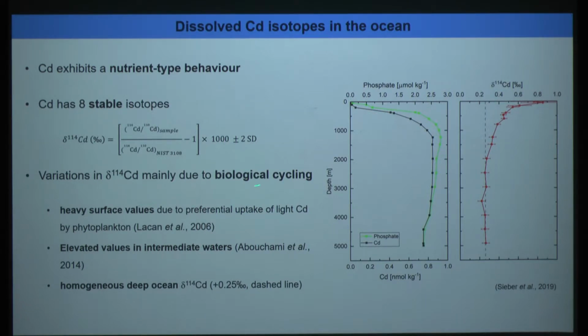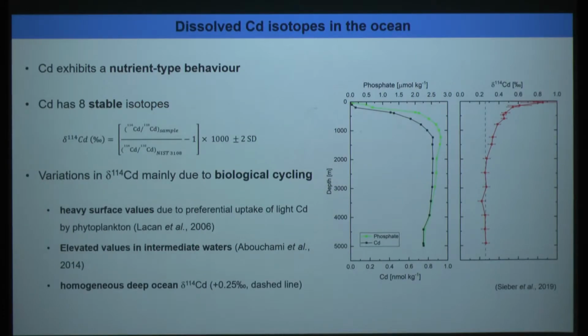And I'll show you some typical signatures that we would expect in the ocean. For cadmium, the thing that makes it relatively easy is that cadmium is mainly associated with biological cycling. If you look at iron, for example, there are about a million processes that could affect it, and it gets a lot more tricky. For cadmium, in the surface where you have the depletion, you have heavy isotope values, because phytoplankton preferentially take up the light cadmium, so in the seawater you are left with the heavier fraction of the cadmium.